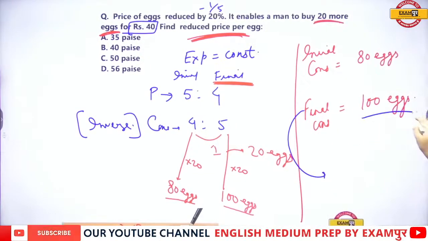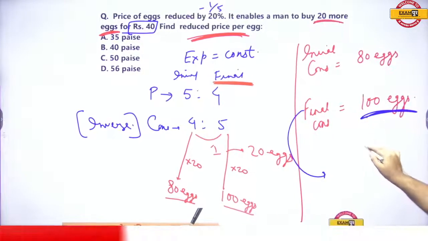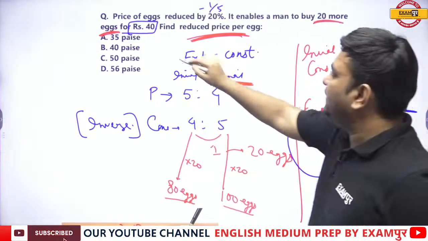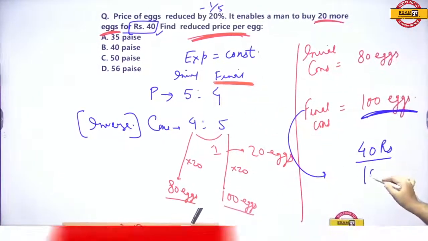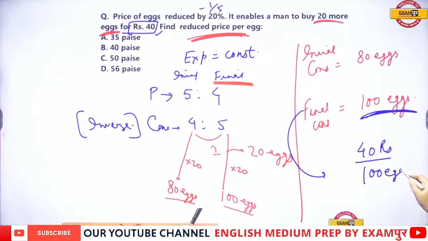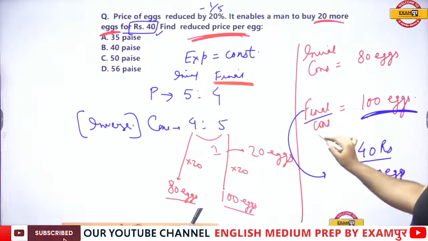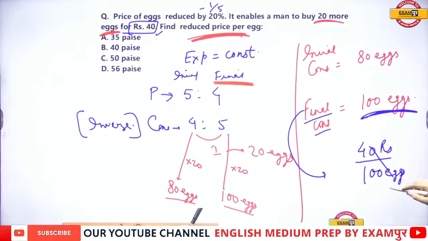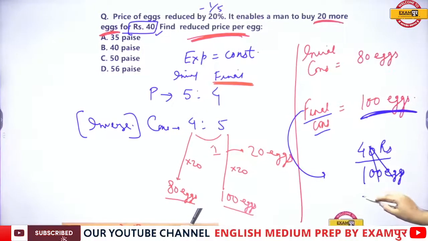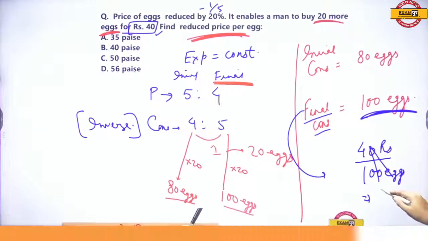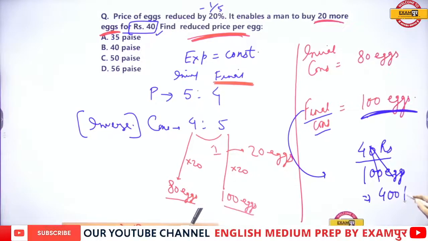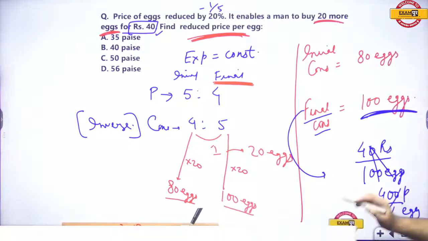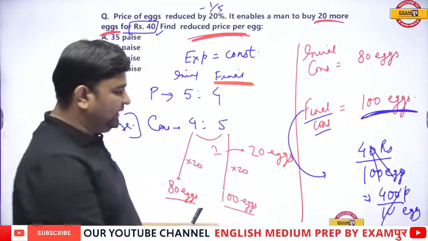If final consumption is 100 eggs, then with rupees 40, you can buy 100 eggs. So my final price is, convert into paisa, 400 paisa divide by 10, 40 paisa per egg. So my final price is 40 paisa per egg.